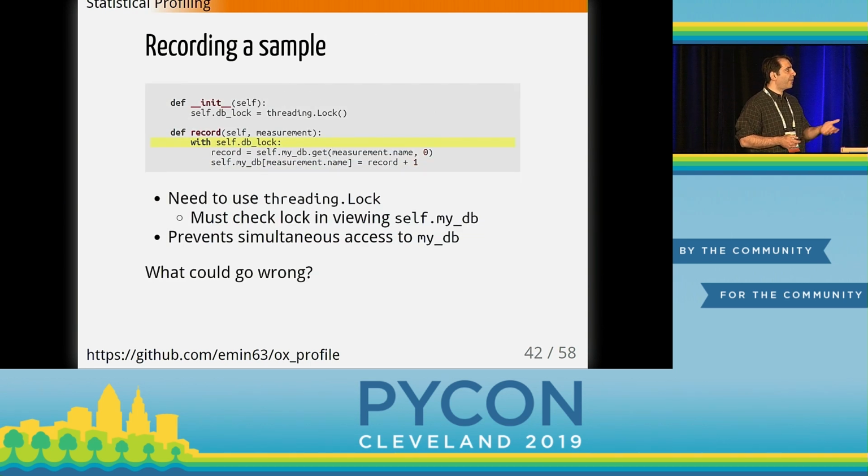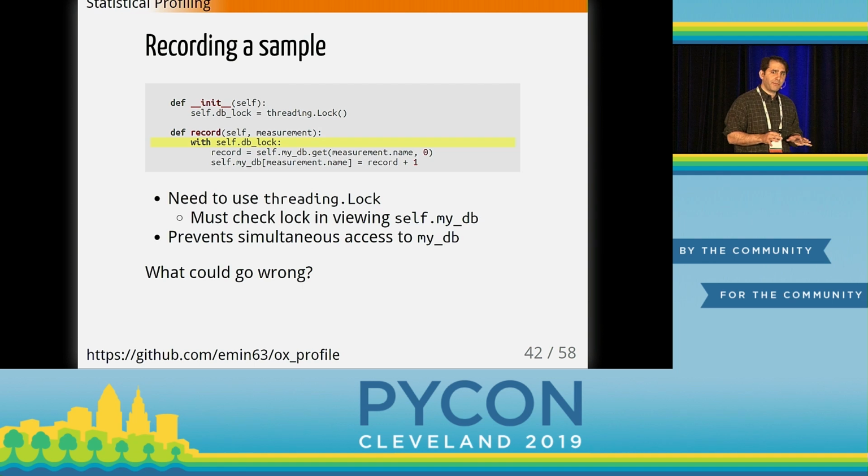In this case, I'm using threading.Lock with a context manager, and then you make sure all the code that accesses MyDB uses the same thread lock so that nobody accesses the dictionary at the same time. Okay, so we've got: switch the context interval, use try and finally, use thread locks.